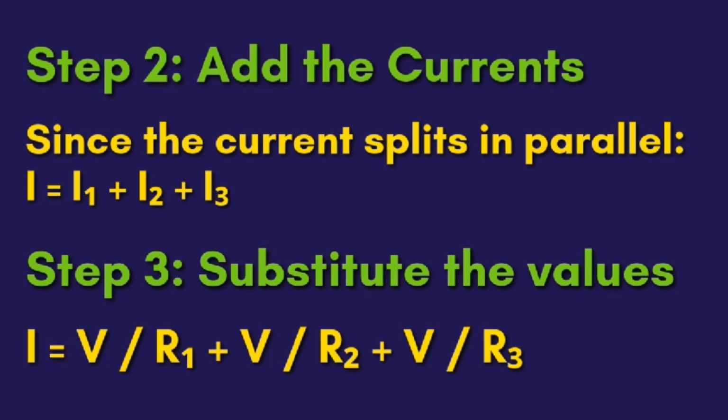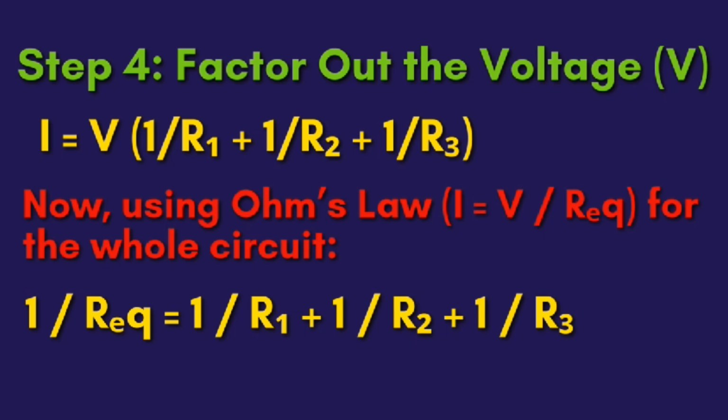We'll substitute the values of I1, I2 and I3 in the value of final current. So I will be equal to V by R1 plus V by R2 plus V by R3. Step 4 is factor out the voltage. Means we can take V as common and the relation will be I is equal to V into 1 by R1 plus 1 by R2 plus 1 by R3.